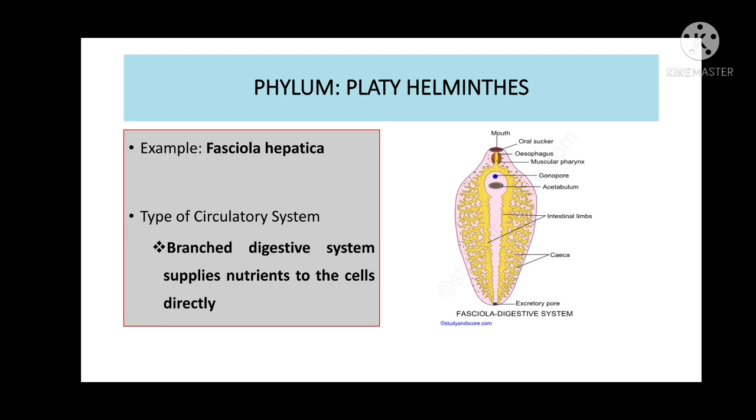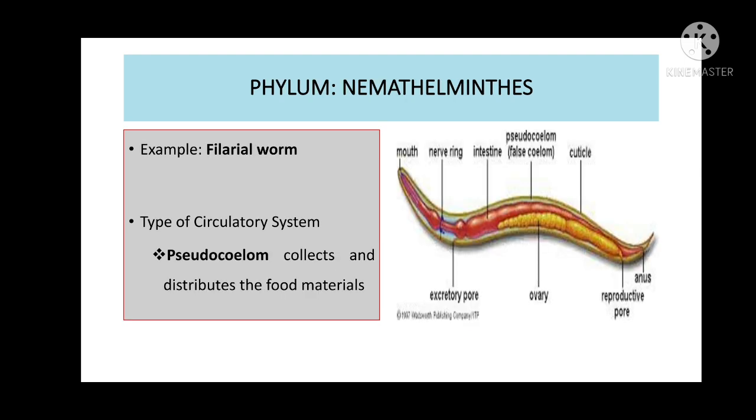Phylum Platyhelminthes. Example, Fasciola hepatica, liver fluke. Branch digestive system supplies nutrients to the cells directly. Phylum Nemathelminthes. Example, filarial worm. Pseudocoelom collects and distributes the food materials.